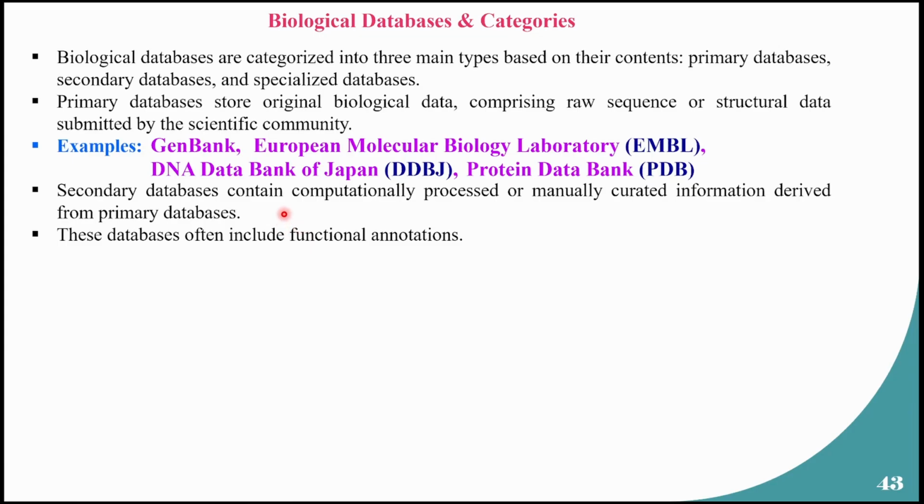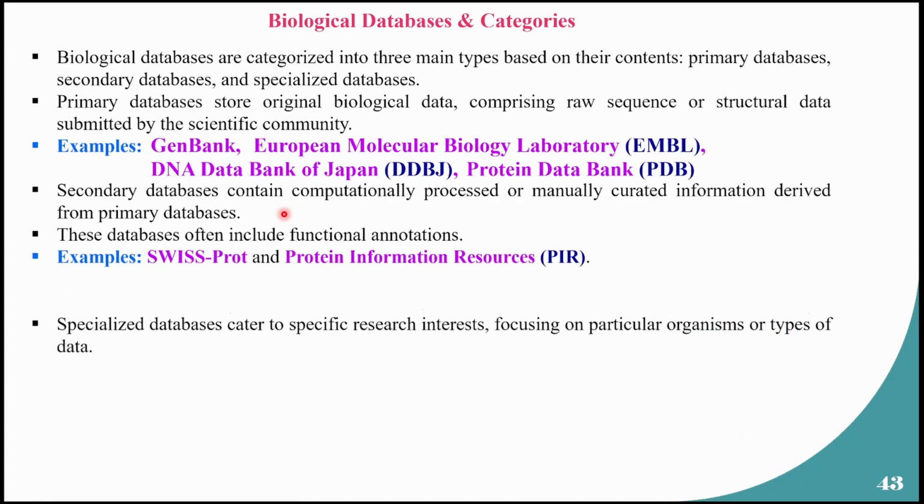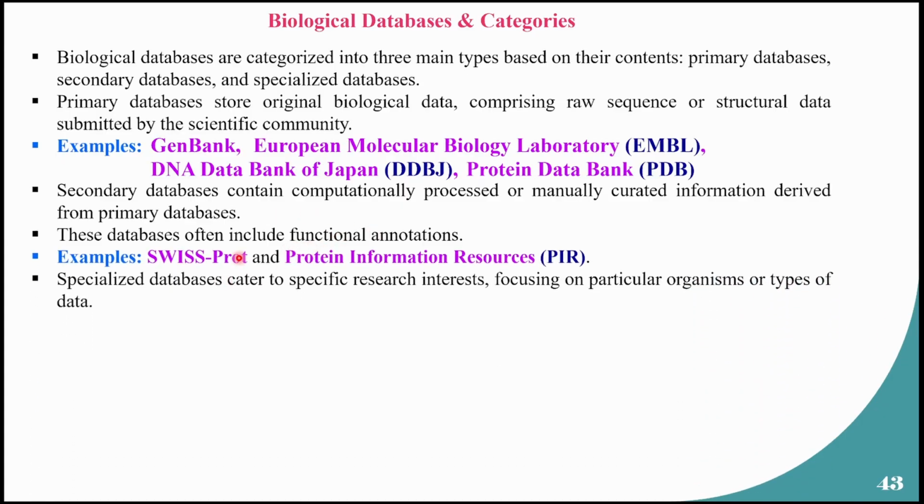Now the secondary databases are processed or curated form of the primary databases. So they are derived from the primary databases, but they go through a manual curation step. And they often include different functional annotations, and the examples are SwissProt and Protein Information Resource. Now we can also have specialized database, for example, Ribosomal Database Project. So this is again related to a very specific or niche area of research, for example, ribosome here.